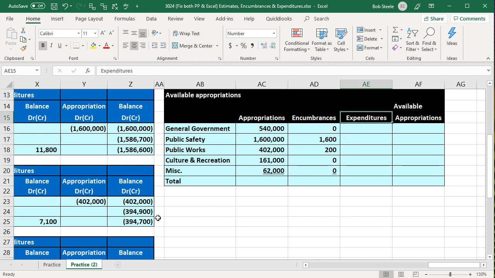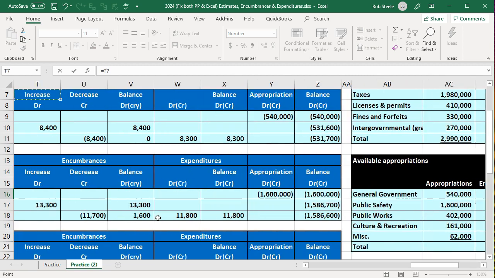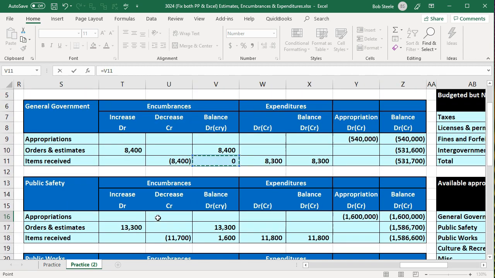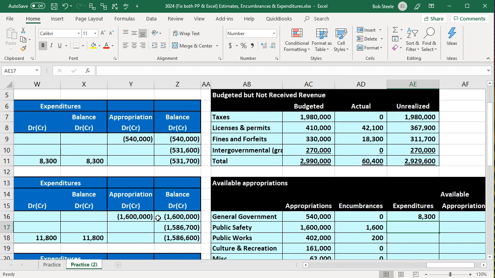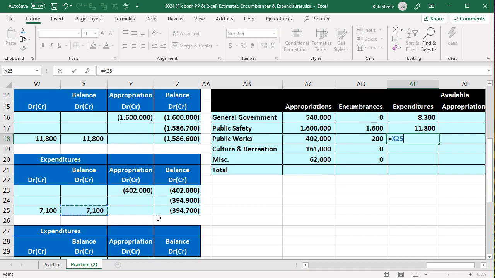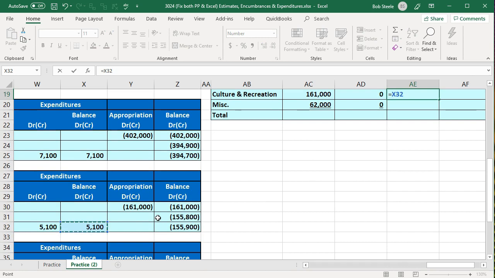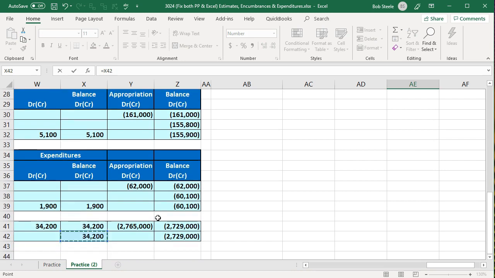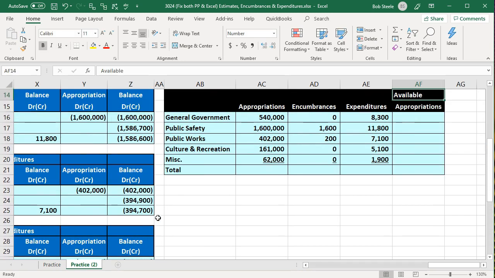And then the expenditures. We'll pick up the expenditures for them. So the expenditures up top, that's going to be in the balancing column to the right, 8,003. Expenditures for public safety is going to be our 11,8. That's the one. And then expenditures for public works is going to be the 7,1. Expenditures for culture and recreation, 5,1. And then expenditures for miscellaneous is going to be the 1,9. So there are those items.